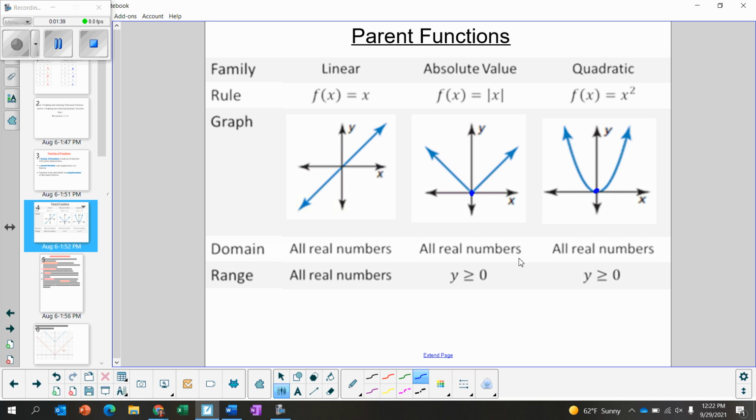The domain of all of them would be all real numbers. Doesn't matter what the function is, we could put any value of x in. For a linear, the range is going to be all real numbers because it's going to go up forever and down forever, no matter what. For absolute value, notice both arrows are pointing up, and the lowest it went was 0, so that's y is greater than or equal to 0. And the same with the quadratic. The lowest it went was 0, so it's y is greater than or equal to 0.